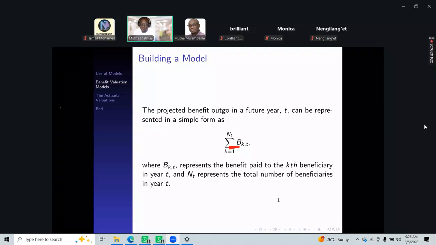So let's say you want to have the projected benefit outgo in future year T. It's very simple. Just take the benefit. Remember, I have the benefit for beneficiaries, for each year. If I want to get the total at the end of the day, I have to sum all the benefits for all beneficiaries, for each member who is receiving this benefit, and for each year. So we simply need to sum everything like that and get the total benefit needed here.